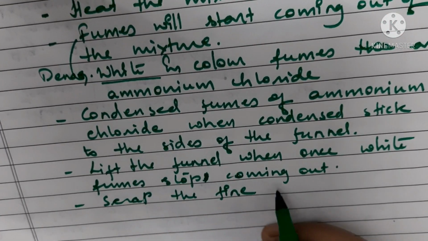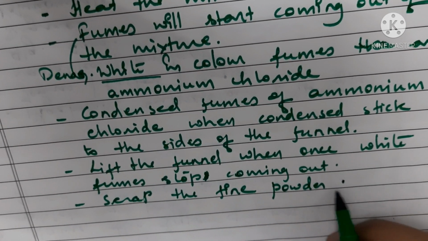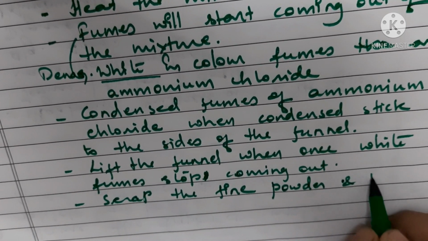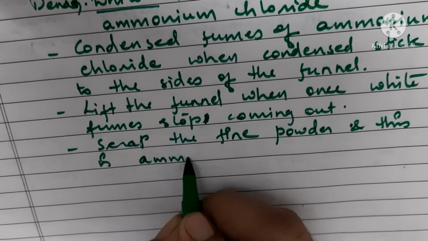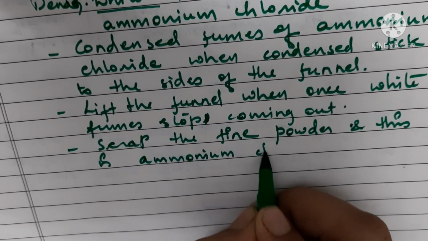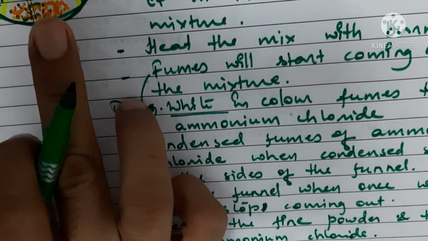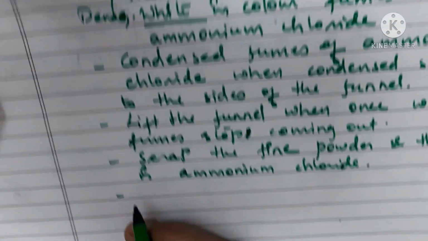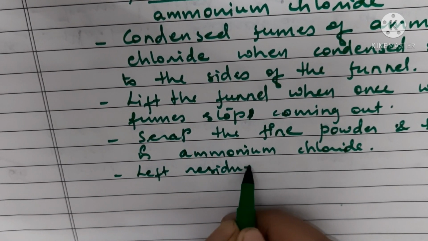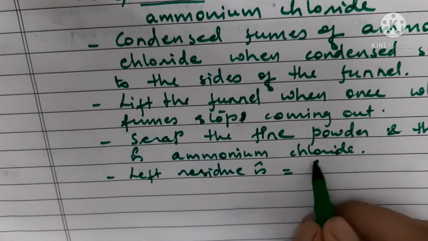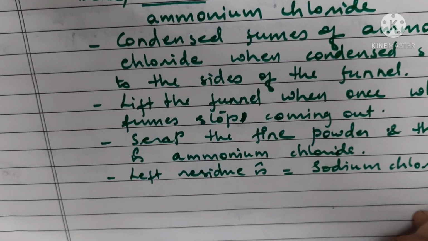So, scrape the fine powder, and this is ammonium chloride. Okay, and what is left in the dish? The left residue is sodium chloride. So both are separated now, isn't it?